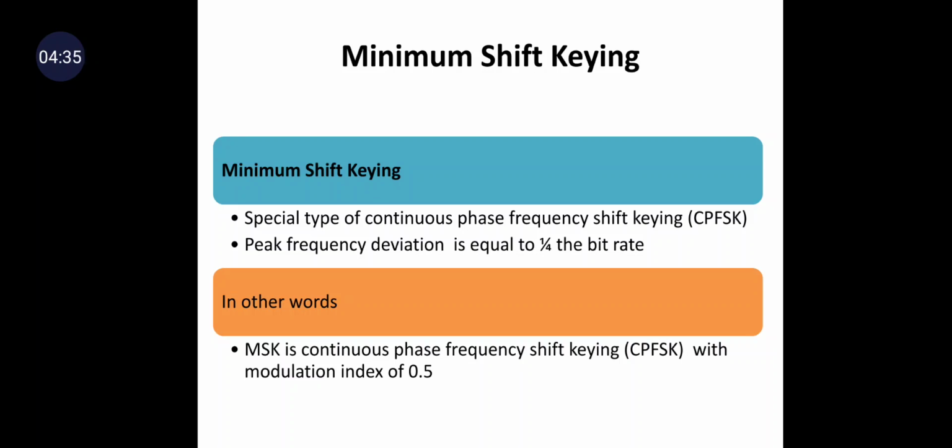Let's see MSK first. MSK is nothing but minimum shift keying. Minimum shift keying is a special type of continuous phase frequency shift keying, that is CPFSK. The peak frequency deviation is equal to 1 by 4th the bit rate. Or in other words, MSK is continuous phase frequency shift keying with a modulation index of 0.5.